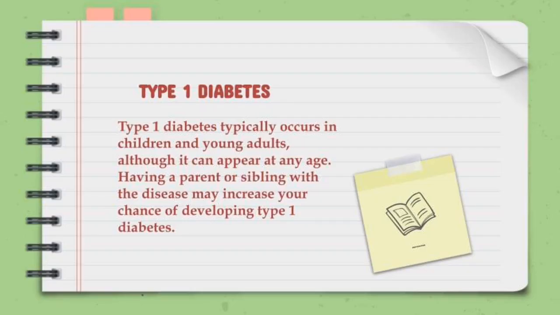Beginning with type 1 diabetes, it is an autoimmune disease wherein the pancreatic cells that produce insulin are mistakenly destroyed by the body. Without insulin, blood sugar cannot enter cells and instead builds up in the bloodstream. This can occur at any age, although it typically appears in kids, teens, and young adults.